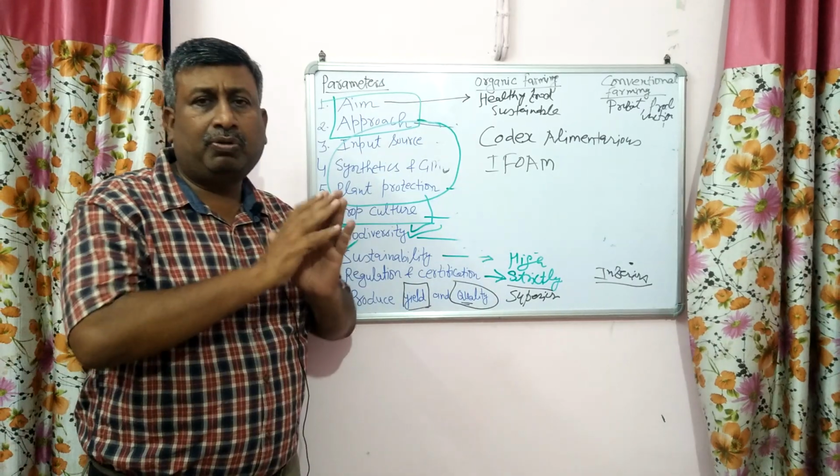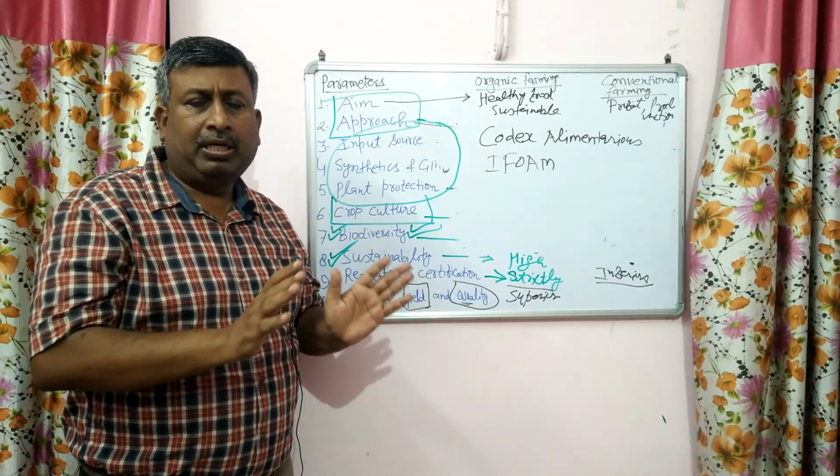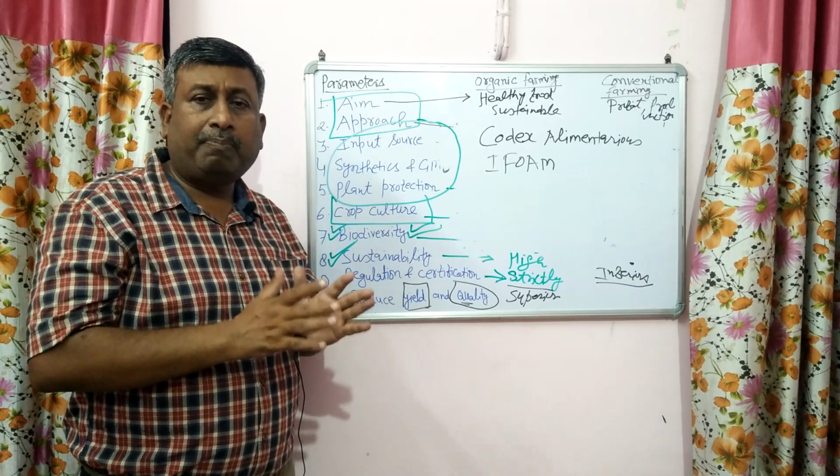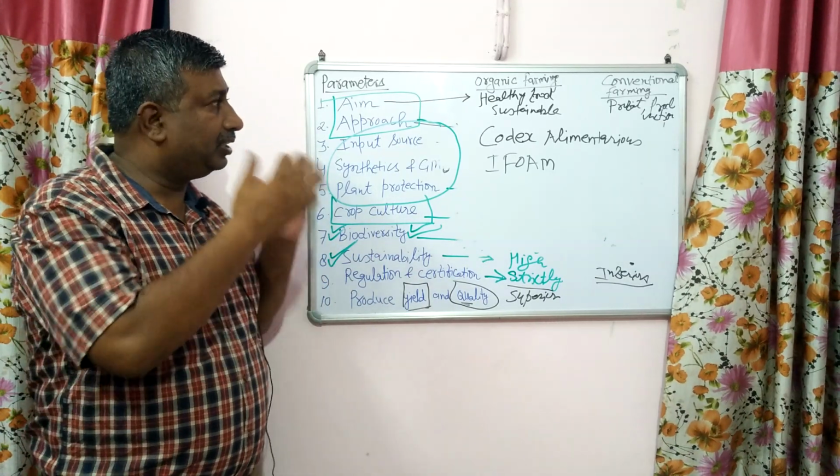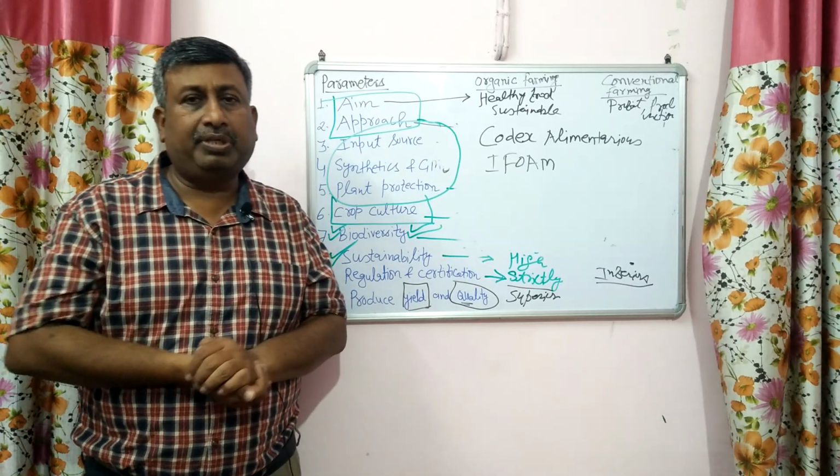So this is the difference between organic farming and conventional farming. And in conventional farming, no such protocols, standards need to be followed. Simply judge the crop, use the input and maximize the production and the profit. So these are the key differences between organic farming and conventional farming.